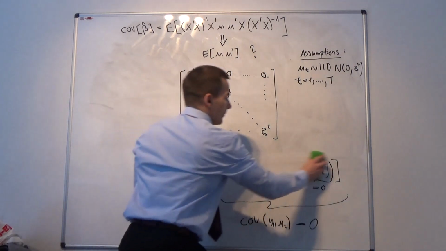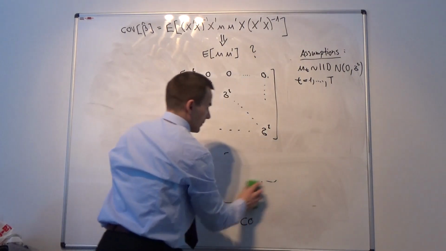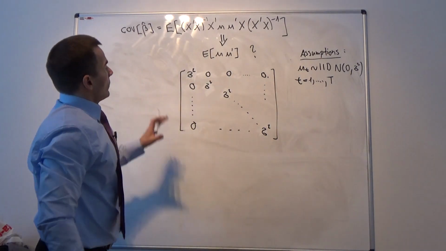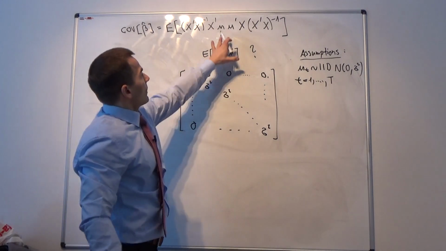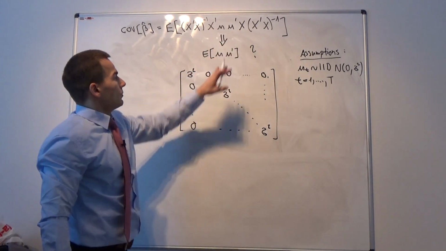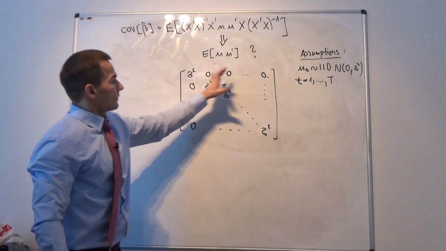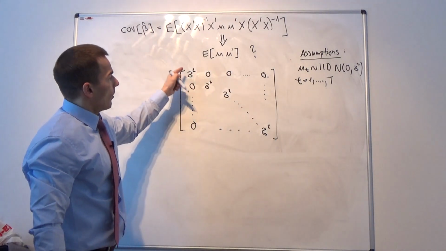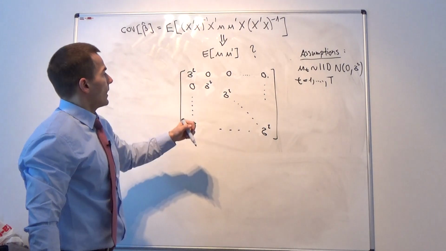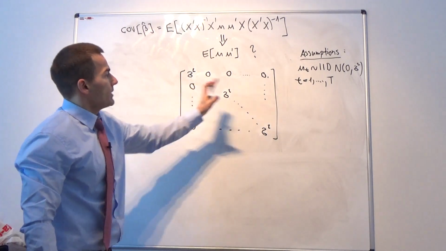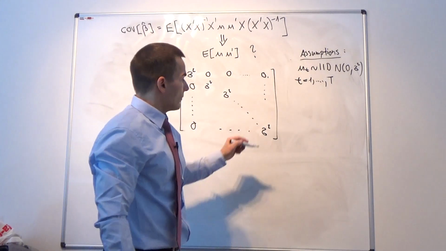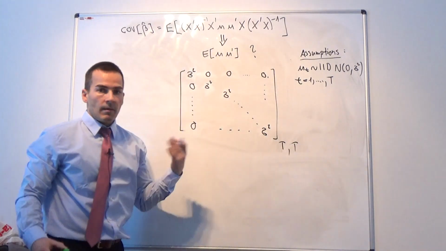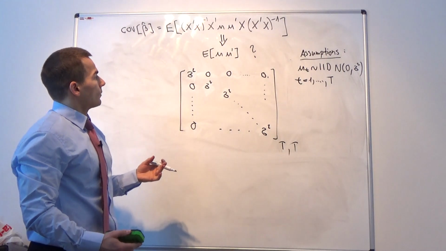So let's take this away. Obviously the expectation of u times u transposed is this guy here. We have a matrix that has sigma squared on the main diagonal, and above and below the main diagonal always zeros. Everywhere are zeros. And that's a t by t matrix. The dimension is t by t. So what can we do?